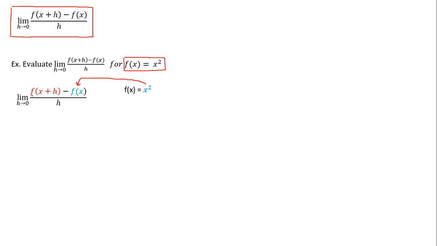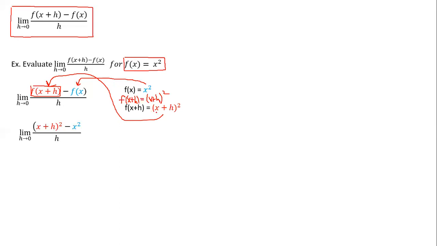Now, how do we calculate f of x plus h? What we're saying is we're putting x plus h in everywhere there's an x. So that x becomes x plus h, and this x becomes x plus h. So everywhere there's an x, we're replacing it with x plus h. So there's what f of x plus h is. And that goes in here. So this entire term, f of x plus h, gets replaced with x plus h squared. This entire term, f of x, gets replaced with x squared.